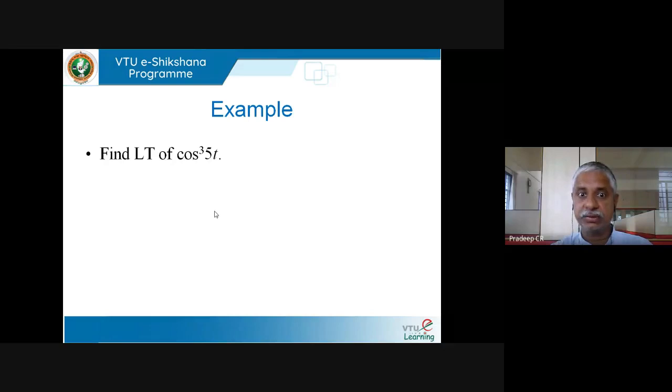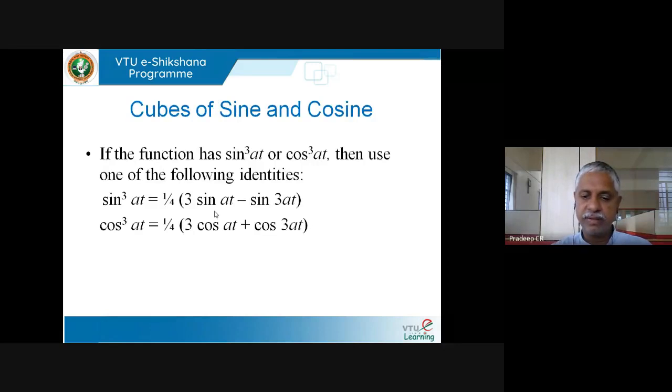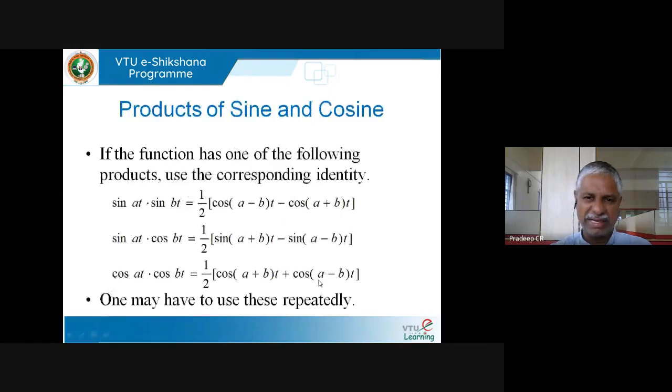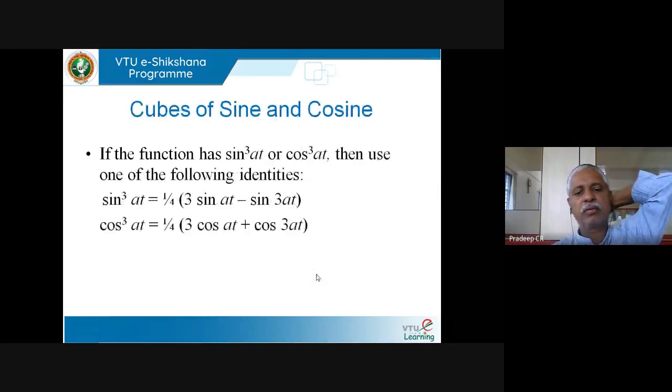Of course, you can try to use cos pi t into cos pi t into cos pi t and use this horrible formula twice. Cos a is also pi and b is also pi, so this will become 0, then I'll get 1, etc. You can do it. The easier thing is to use a formula. Cos cube a is 1 by 4 (3 cos a plus cos 3a). Similarly, sin cube a is 1 by 4 (3 sin a minus sin 3a).